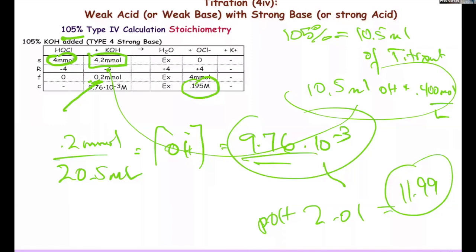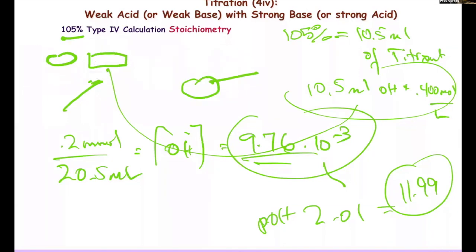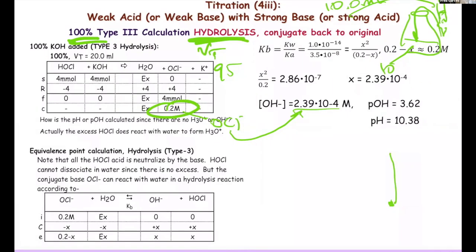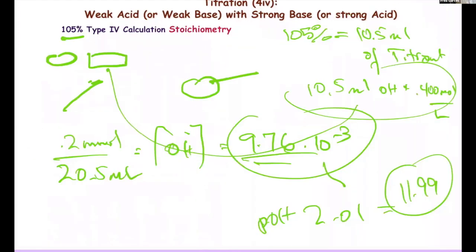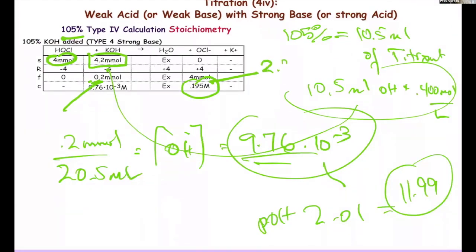At 105%, you're at 10.5. So 4 millimoles divided by 20.5 is going to be a smaller number. So right away, you know that this number can't be any higher than 2.39 times 10 to the minus 4. It's going to be smaller, in fact. But let's just say that this is 2.39 times 10 to the minus 4. And that's the hydroxide that is introduced to the hydroxide in excess.